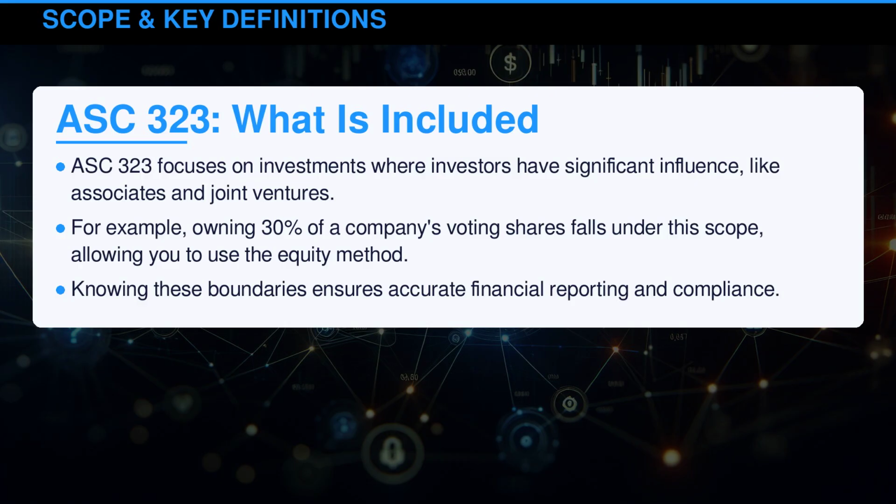ASC 323 focuses on investments where investors have significant influence, like associates and joint ventures. For example, owning 30% of a company's voting shares falls under this scope, allowing you to use the equity method. Knowing these boundaries ensures accurate financial reporting and compliance.